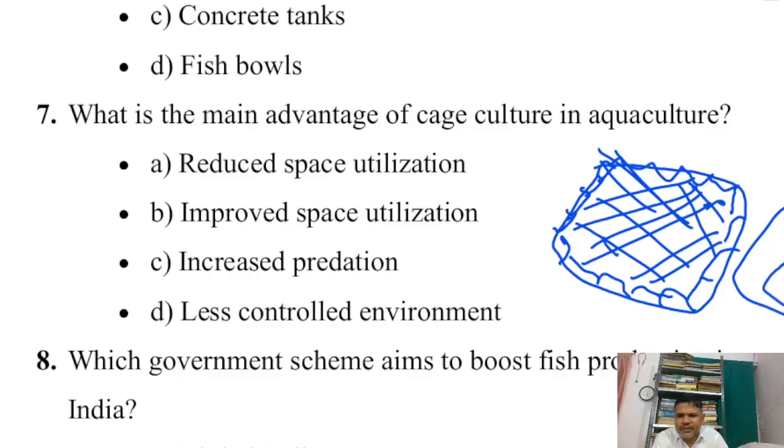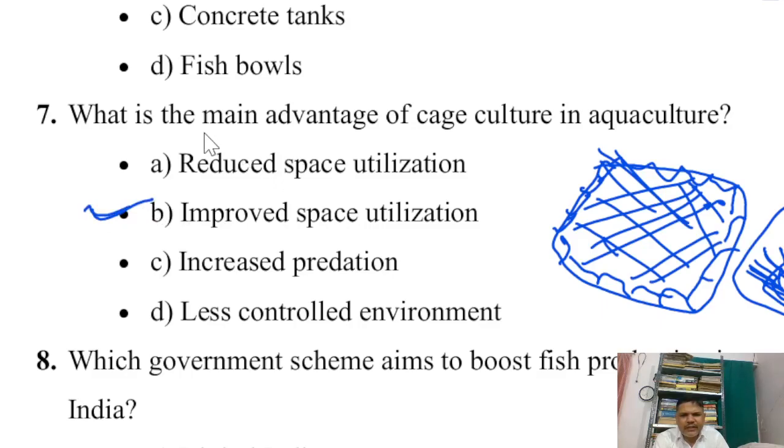So here, since the pond is very big, and we put our fish into a cage, they cannot escape from this area and they remain inside the cage. But the water continually circulates through the cage from the mesh, and the fishes inside the cage regularly get fresh water. So in this way, by using the cage, we can improve the space utilization.